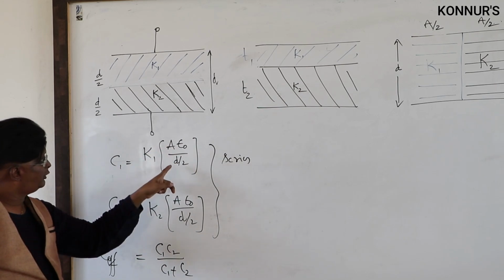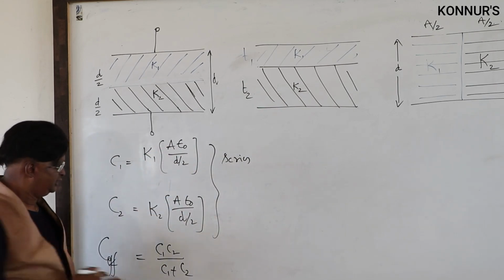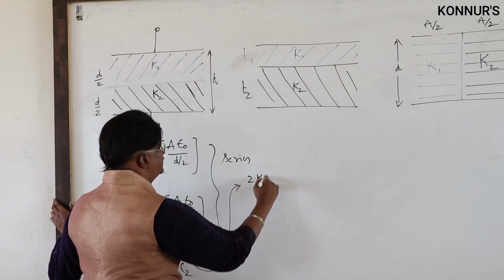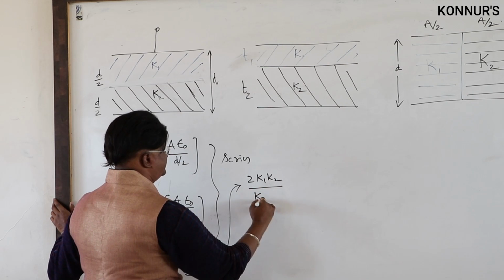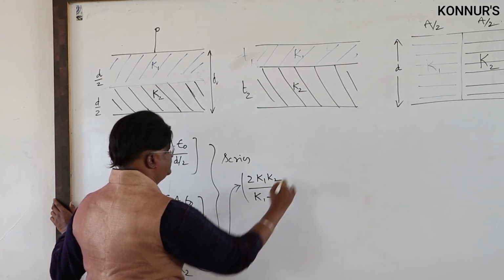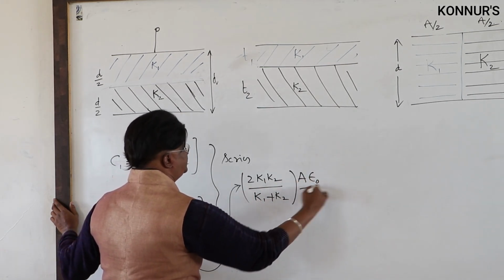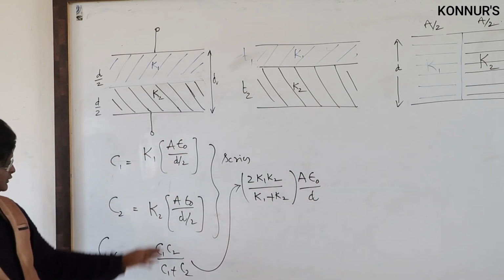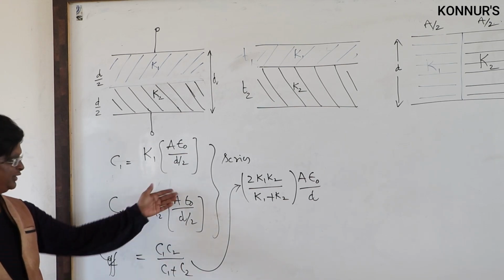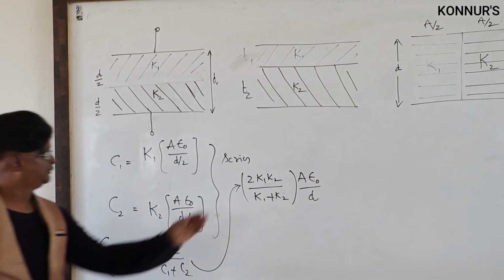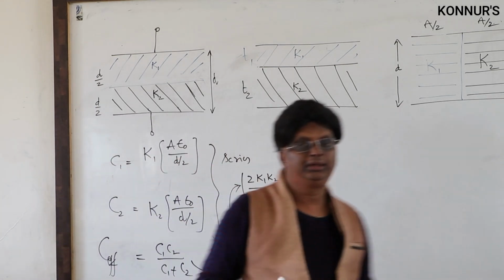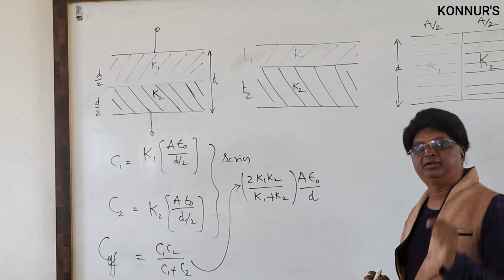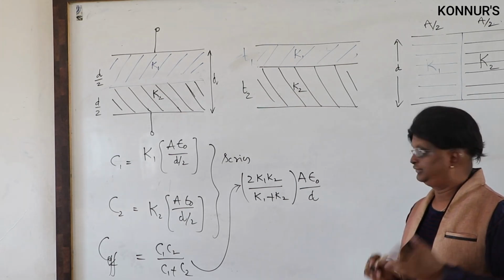Of course this A epsilon naught by d by 2 is a common term. You please simplify this. What will be the result I am writing? It will be 2 K1 K2 by K1 plus K2 times A epsilon naught by d. Do it for yourself. The rule is C1 C2 by C1 plus C2. You have the expressions. Get the simplification. 2 K1 K2 by K1 plus K2 A epsilon naught by d. Now this 2 K1 K2 by K1 plus K2 will be the effective dielectric constant.